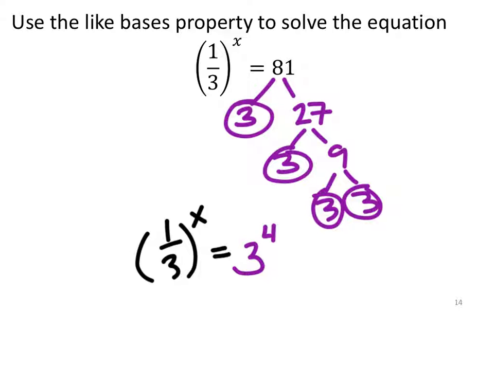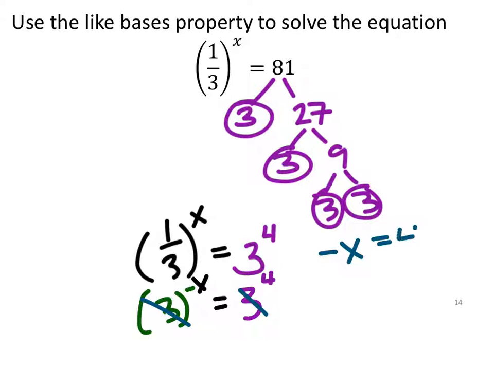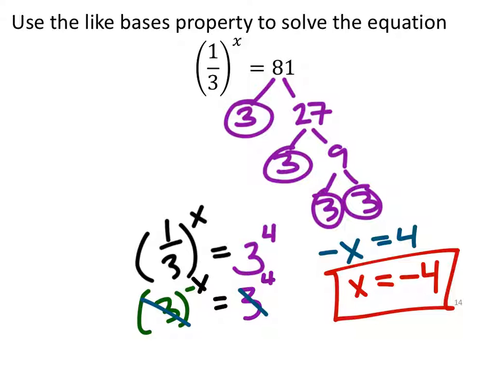So what does that do? It makes this a 3, not a fraction anymore, but it makes the exponent negative. So 3 to the power of negative x equals 3 to the power of 4. See, what this has done now is even though it changed the exponent to a negative x, the bases are the same. So we can ignore them. And so I have this new equation, negative x equals 4. And to solve this one, I'll just divide both sides by negative 1. And we get x is negative 4.